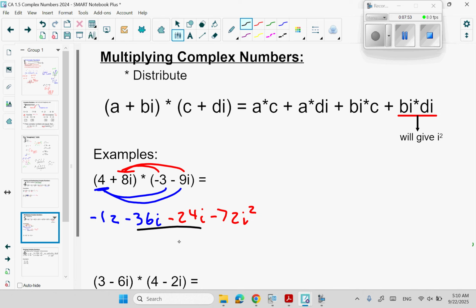Now, recall that distribution works the same. The only extra thing that happens is we have to recall that i squared is negative 1. So I'm going to replace this i squared. I get negative 72 times negative 1, which would be positive 72, which means I can combine those like terms as well. So negative 12 plus 72 gives me positive 60 for my real component. Negative 36i minus 24i gives me negative 60i.